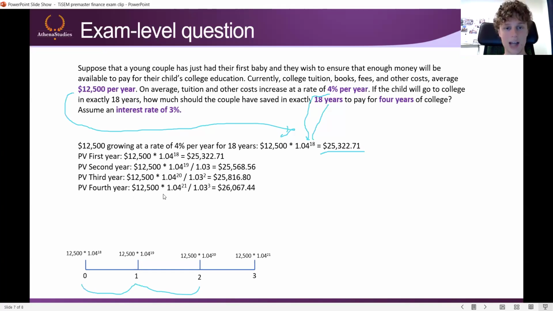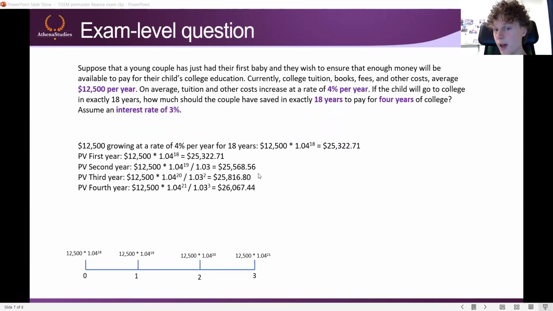We once again add one more to show that now 21 years have passed since that $12,500 cost. And we divide it by 1.03 to the power of 3, because if you count them, 3 years have passed since time 0. And that is how we can get the present value here.